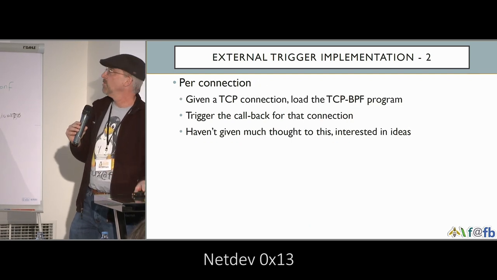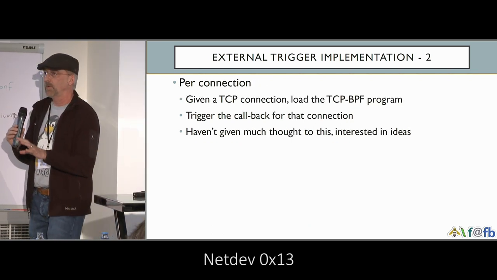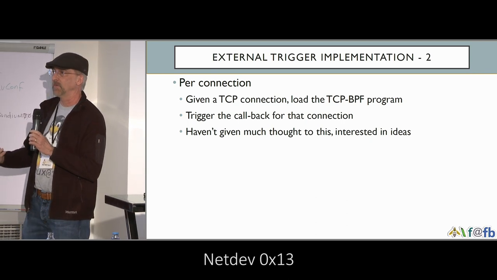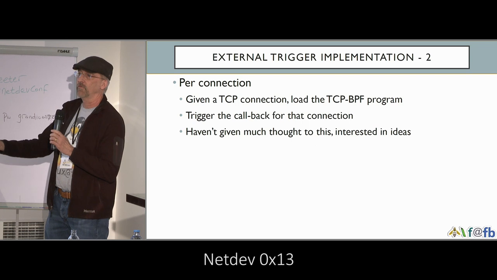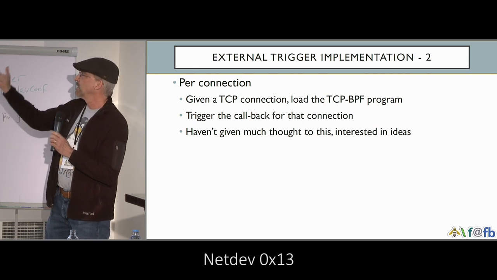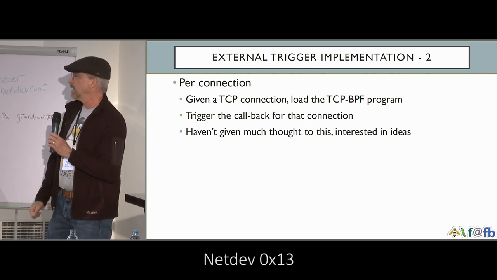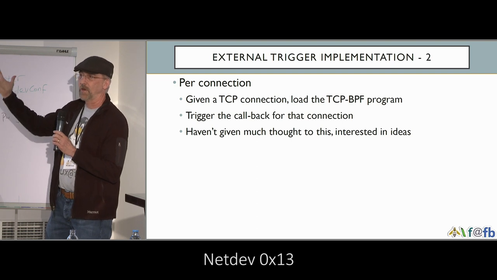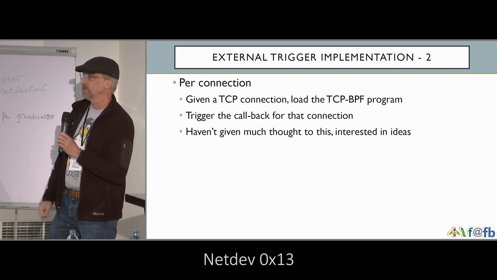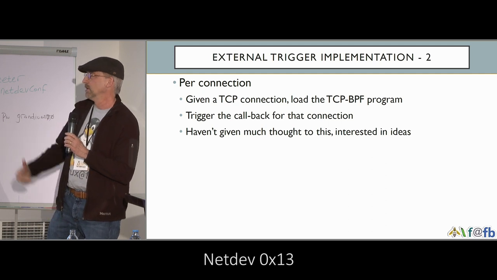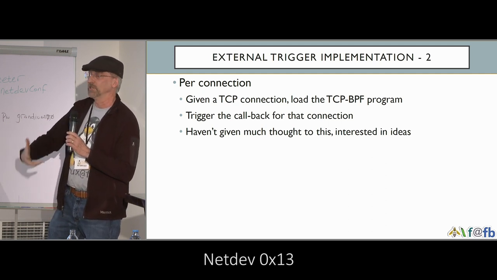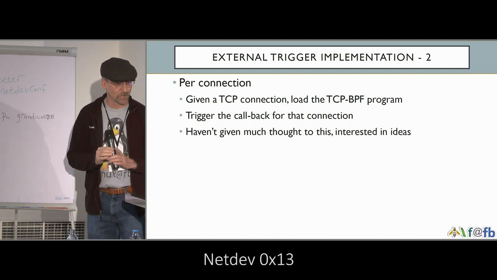A different way to implement it would be to only call it per connection, right? So we have a mechanism where we give a particular flow, and then we trigger for that one. But I haven't given much thought to this particular scenario. So if people have ideas, I'll be interested to know the best way to do that. I'm more interested in the fallback for congestion control for my personal reasons.